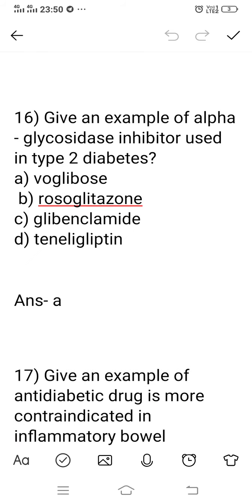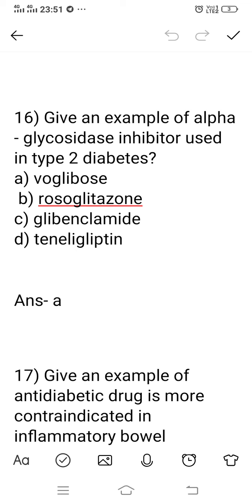Question number 16. Give an example of an alpha glucosidase inhibitor used in type 2 diabetes. The alpha glucosidase inhibitor is one type of classification of antidiabetic drug. So option number A, voglibose, option number B, rosiglitazone, option number C, glibenclamide, option number D, teneligliptin. Option number B is a wrong answer because rosiglitazone belongs to the thiazolidinedione derivatives.